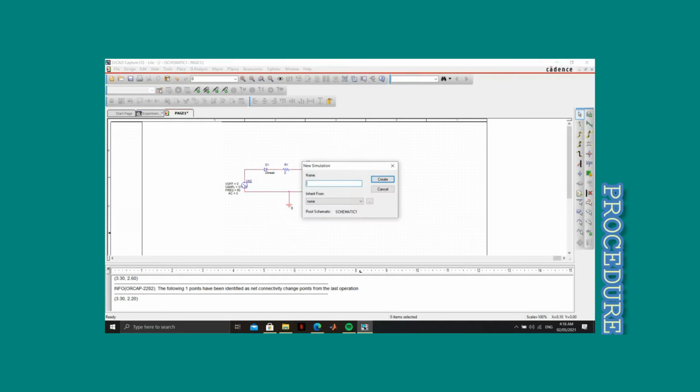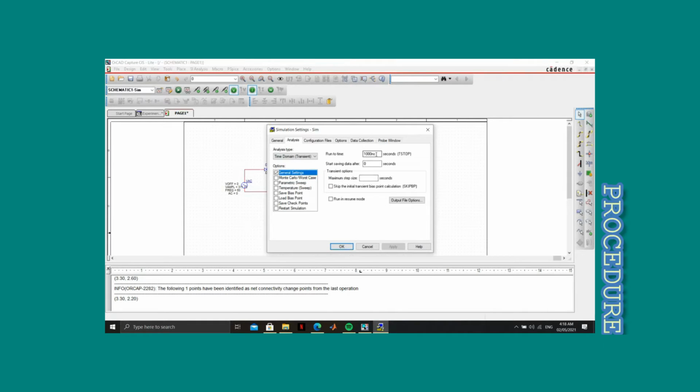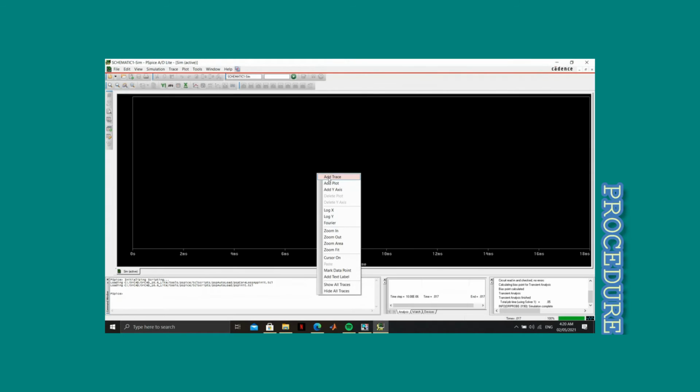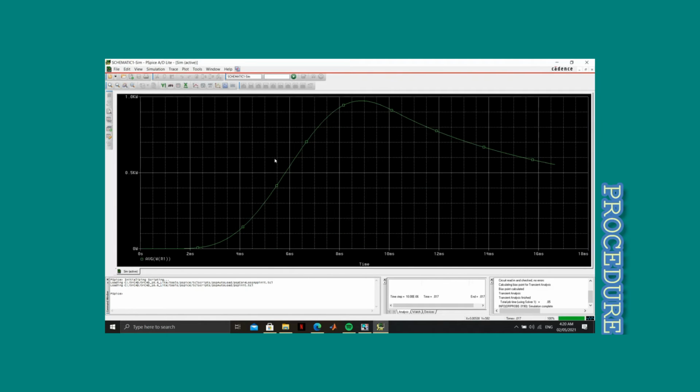So now edit your simulation profile, save, and edit the parameters. Since our frequency is 60 Hz, this would be 16.67 milliseconds, since 1 over 60 is 16.67 times 10 to the negative 3, and maximum time step should be 10 microseconds. Click OK and run. Let's add again average power across the resistor.